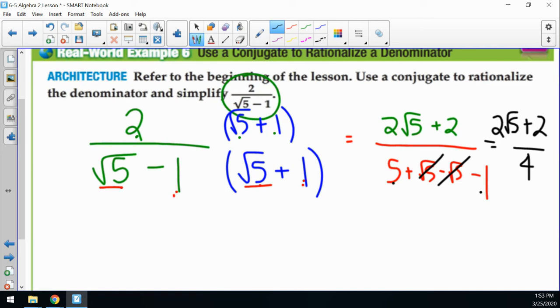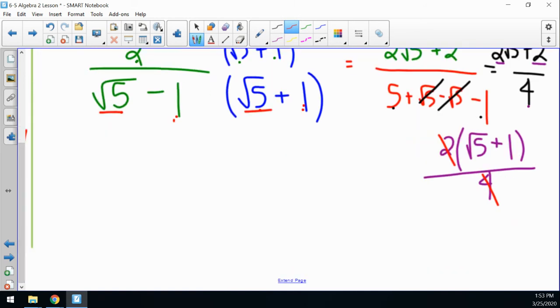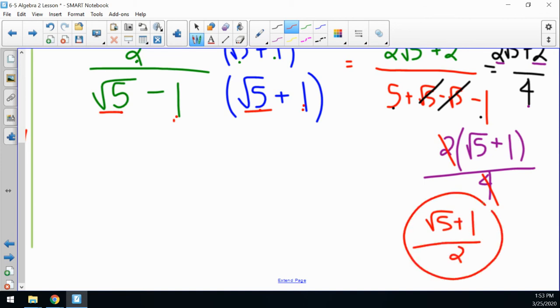Okay, now technically this is an answer. It's not the simplified answer. And so what we're going to do is simplify it as far as we can. And we notice I have a 2 here, a 2 here, and a 4 here. So I can take a 2 out of everything. And so 2 square roots of 5 plus 1 all over 4 actually simplifies to be, here, I'll write it over here, square root of 5 plus 1 all over 2. That's my final answer right there.